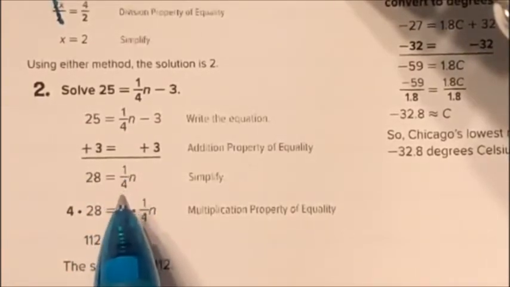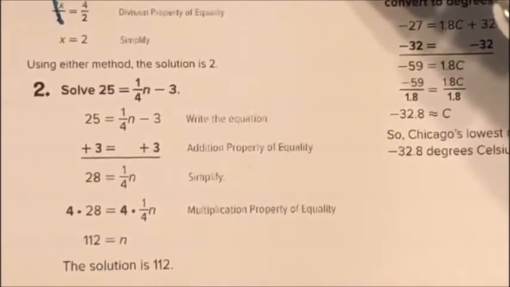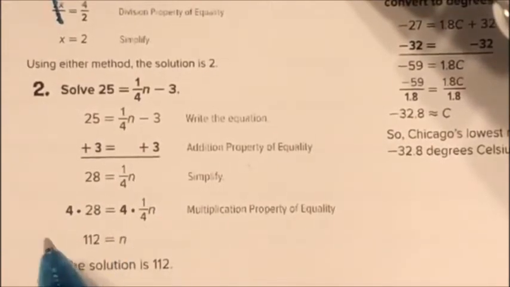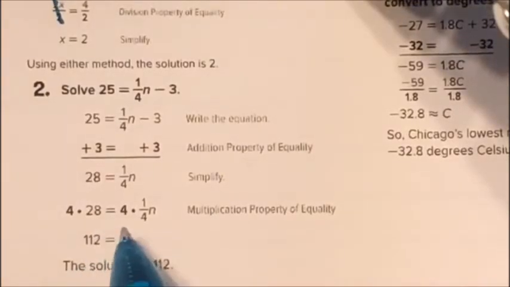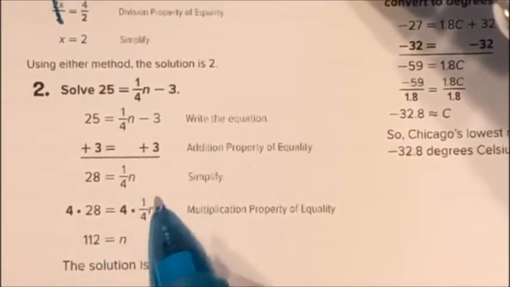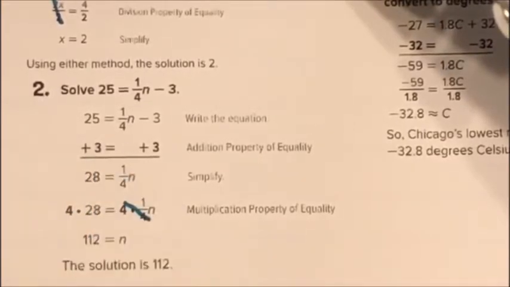Then I have 1/4 n. Okay, remember when we're talking about fractions, we can multiply by the reciprocal, or the multiplicative inverse. So I'm going to multiply 1/4 by 4. Whatever I do to one side, I have to do to the other. So 4 times 28 equals 112, and 4 times 1/4, remember, this cancels. So I'm left with just n. So I have 112 equals n. You can always go back and substitute it back in to make sure it works.